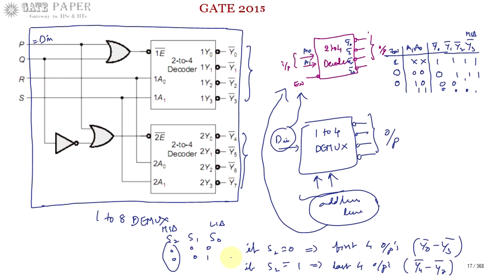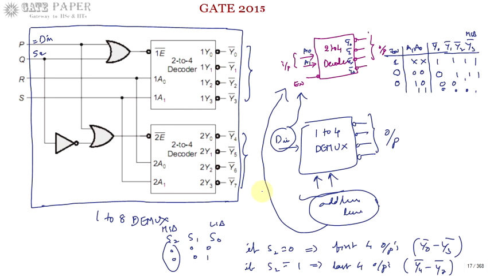So S2 equal to 0 should enable the above decoder, and S2 equal to 1 should disable the first decoder, that is, enable the lower decoder. So Q is going to be connected to both enables. By applying a proper value to Q, you can enable or disable the operation of the decoder. With R and S you cannot enable or disable. So with Q you can enable or disable, so Q must be equal to S2. If you connect Q to S2, then enabling the above or below decoder is in our hands.